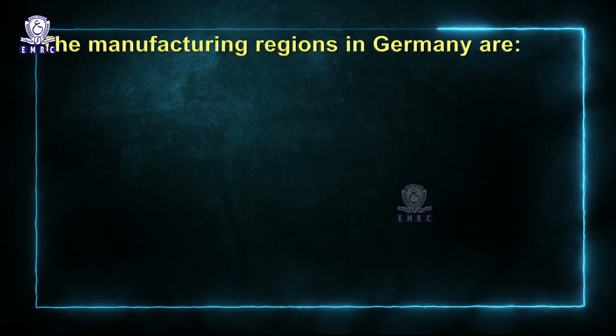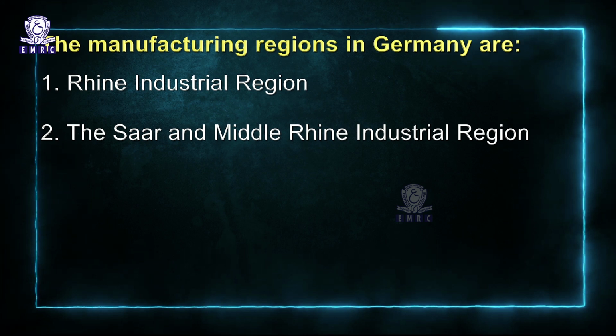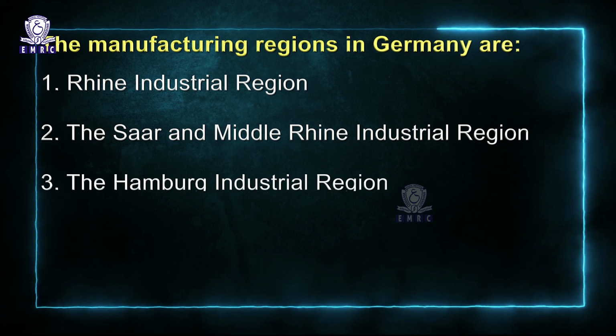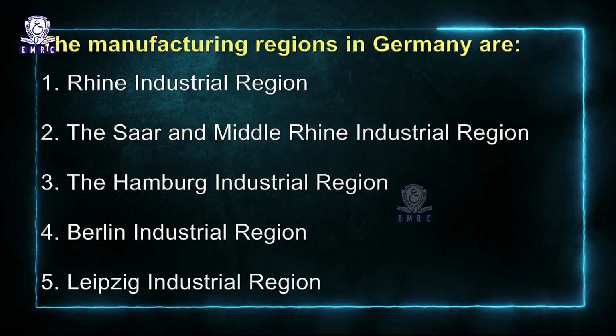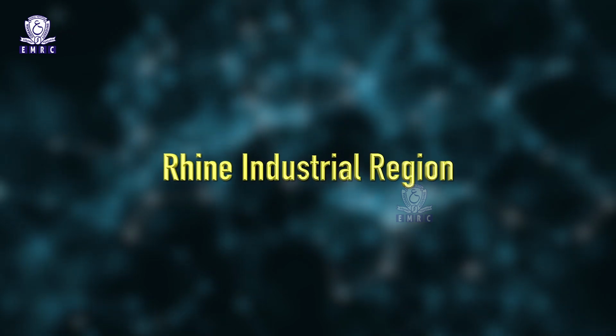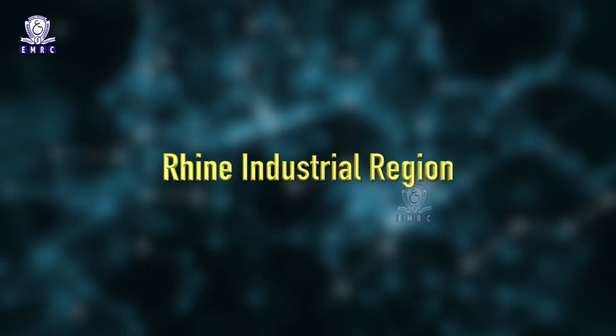The manufacturing regions of Germany can be divided into the Rhine Industrial Region, the Saar and the Middle Rhine Industrial Region, the Hamburg Industrial Region, Berlin Industrial Region, Leipzig Industrial Region. So now let me start with the Rhine Industrial Region.